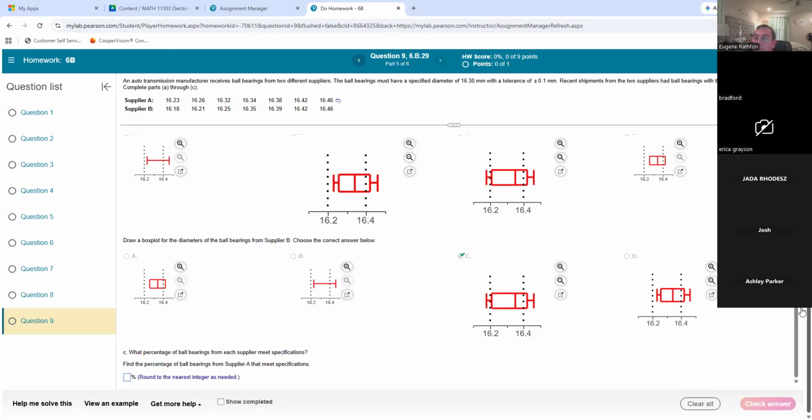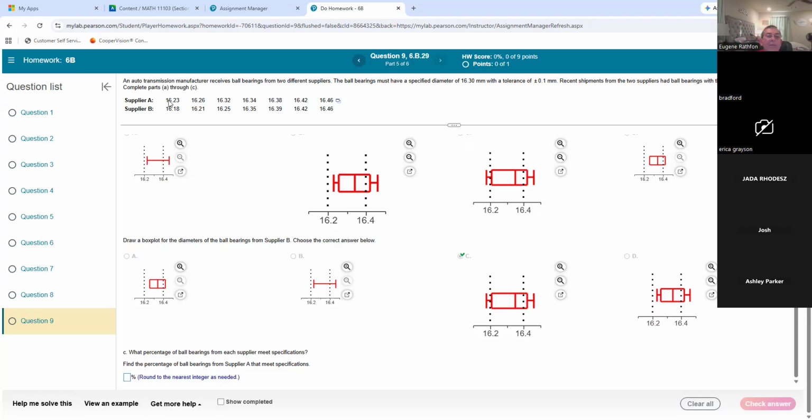All right, y'all, now let's see what they say. What percentage of ball bearings from each supplier met specifications? So the specifications say they should be 16.30 with a tolerance of 0.1. So that means anywhere from 16.2 to 16.4.